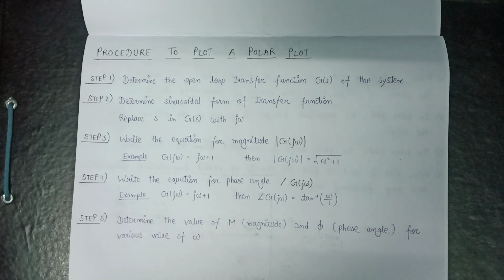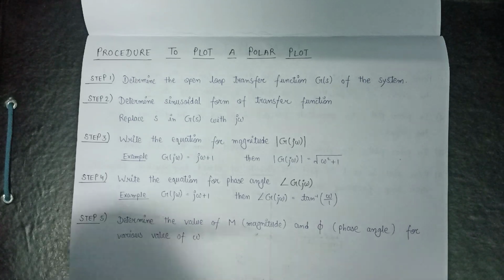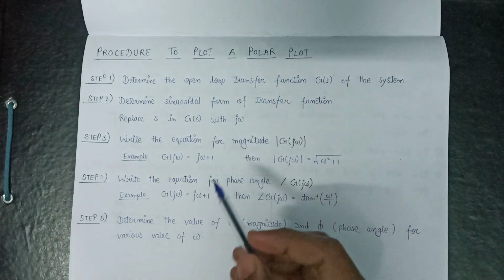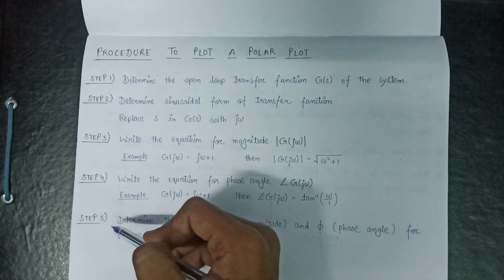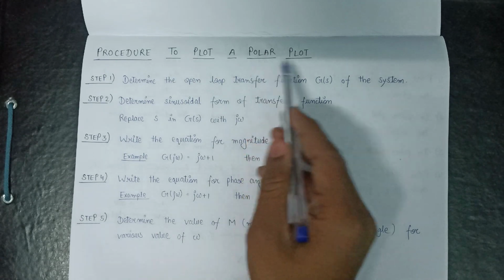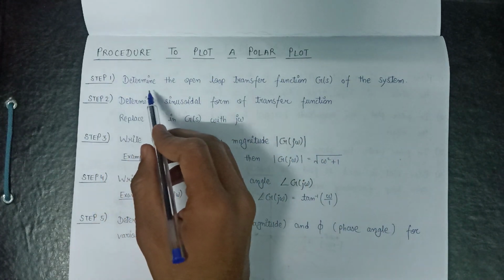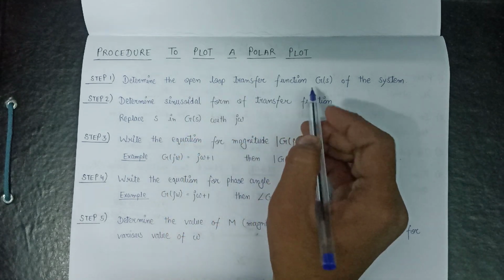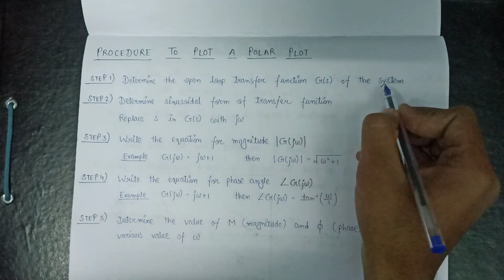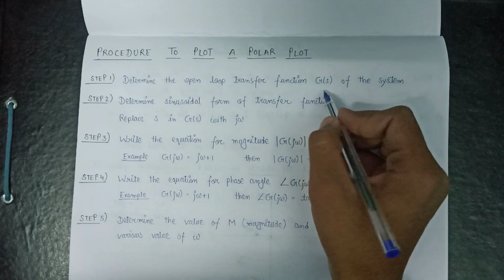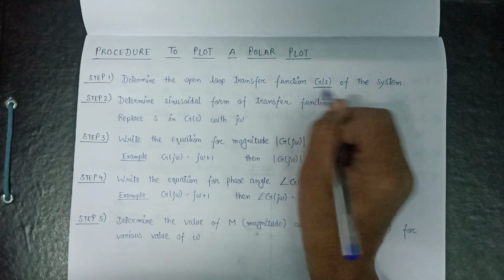Welcome all. In this lecture, we are going to discuss the procedure to plot a polar plot. There are 5 steps associated with plotting a polar plot. Step number 1 is to determine the open loop transfer function, that is G(s), of a system. So, first of all, we have to determine the open loop transfer function, G(s).